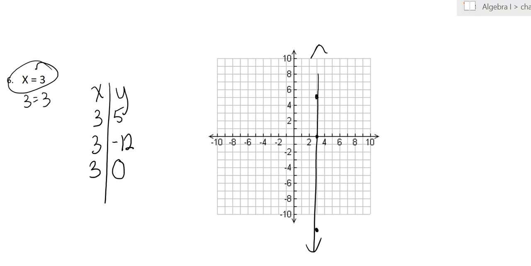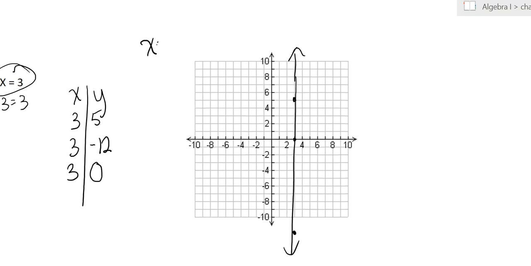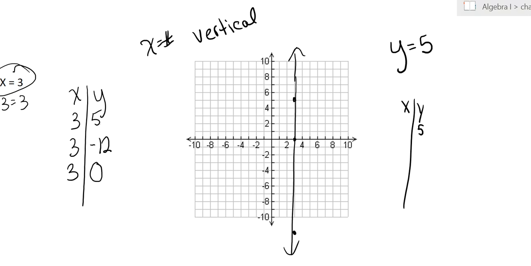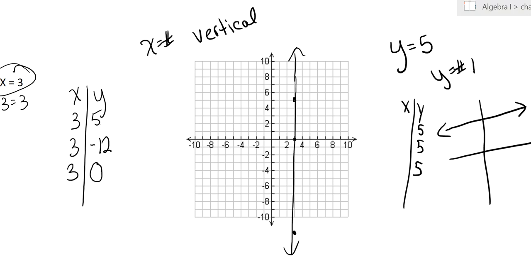And that's something you'll have to remember. If x equals a number, this means it will be a vertical line, meaning a line that goes up and down. Now think about if it was just y equals, let's say 5. Think about what direction that would be. It's saying that all your y values are 5. So if you think about that graph, it would be a horizontal line. So y equals a number is horizontal.